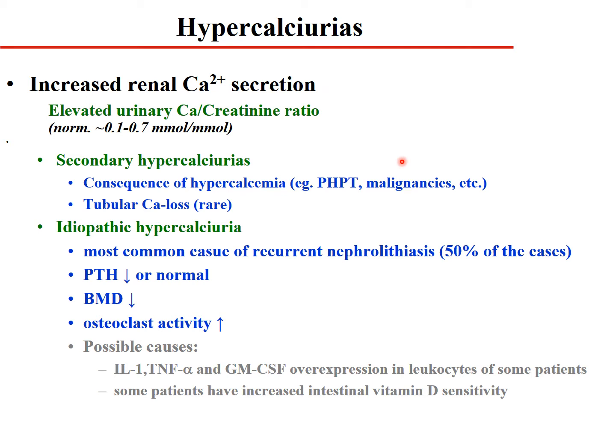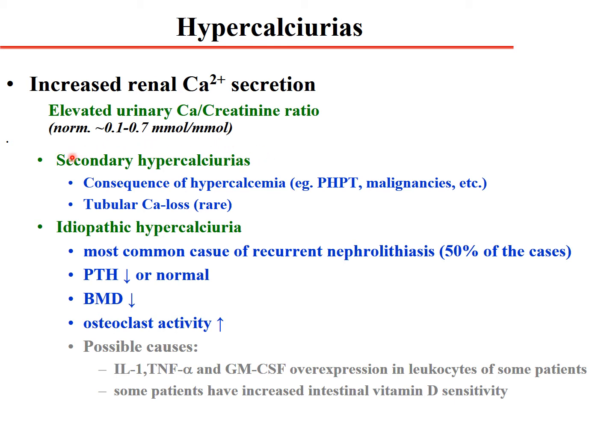Hypercalciuria can happen when we do have an increased calcium excretion in the urine. The best way to measure the calcium excretion is to measure the urinary calcium together with the creatinine concentration, because this ratio is mostly stable and the normal value is 0.1 to 0.7. Alone the calcium doesn't tell you too much.